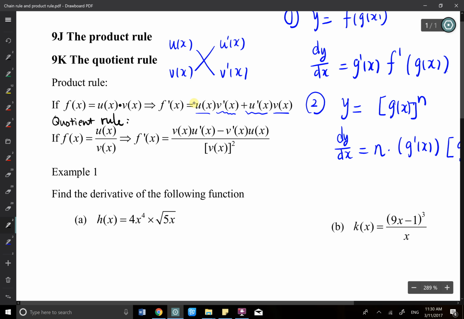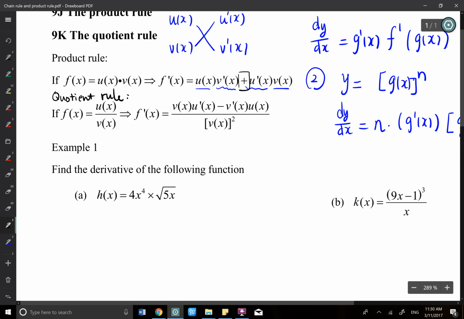Because it's a minus, it's not like the product rule. For the product rule, you have a plus, so you can just derive one times the original of the other one and then add them. But for the quotient rule, you need to think about which one is in front. How I memorize this is I bring this v(x) up first, so you keep the v(x) first, then derive the top, and minus derive the bottom times the original function of the top. So that's the quotient rule.